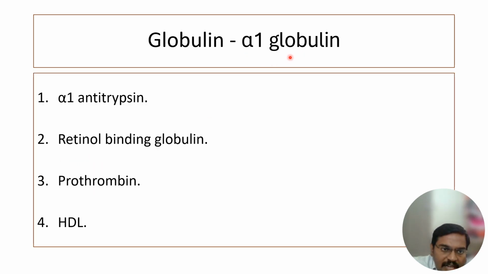Alpha 1 globulin mainly consists of 4 proteins: alpha 1 antitrypsin, retinol binding globulin, prothrombin and HDL. Remember HDL is a lipoprotein, that is, it is made up of lipid and protein. So these are the 4 important proteins you should remember which come under alpha 1 globulin. Please pause the video and write it down. Alpha 1 antitrypsin, retinol binding globulin, prothrombin and HDL. First we will start with alpha 1 antitrypsin.